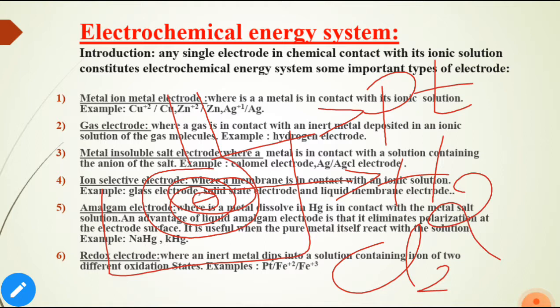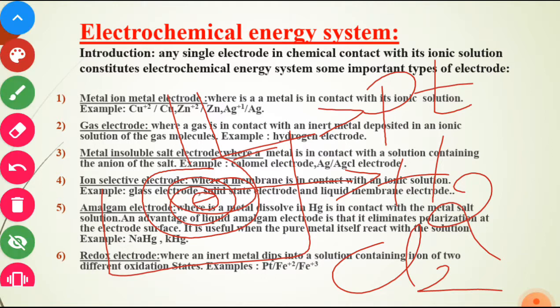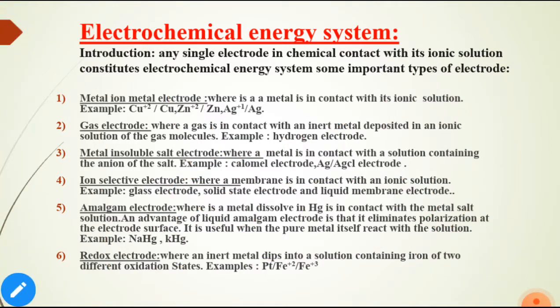What happens here: the gas, H2, is in contact with an inert metal, platinum, deposited in the ionic solution of the gas molecule. So a gas electrode is nothing but the gas molecules in contact with the platinum. Here we take the hydrogen electrode as an example.